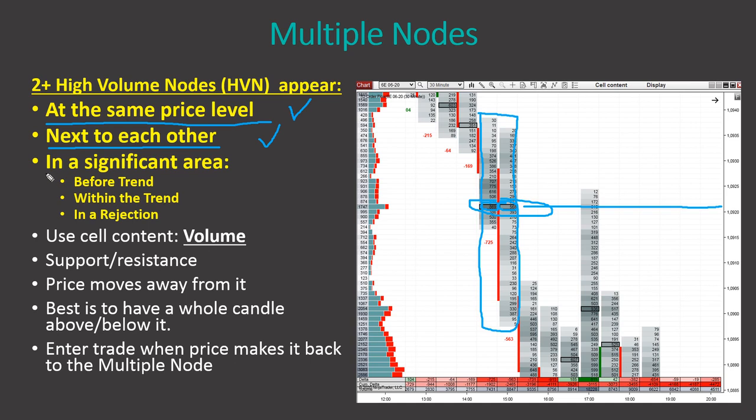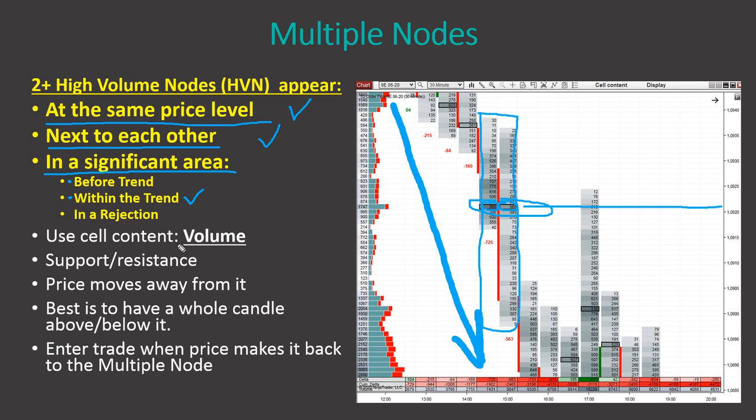And the third one, this double node or this multiple node needs to be in a significant area. And this significant area either is before the trend starts or within a trend. That's this case, there is a downtrend and this double node got created within the downtrend, all right? So this is this case.